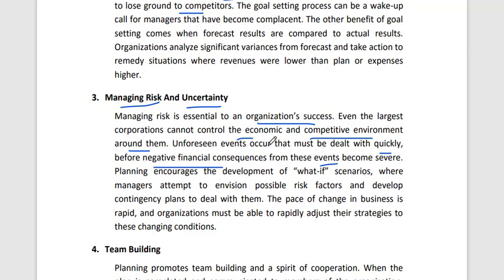How can we manage risk? From planning. Planning encourages the development of what-if scenarios: what if in the future there will be no rain? What if this happens? In planning, first of all they decide that if that happens, how can we survive, and what the possible risk factors are. So we have to make a contingency plan, so we can make sure of managing risk.